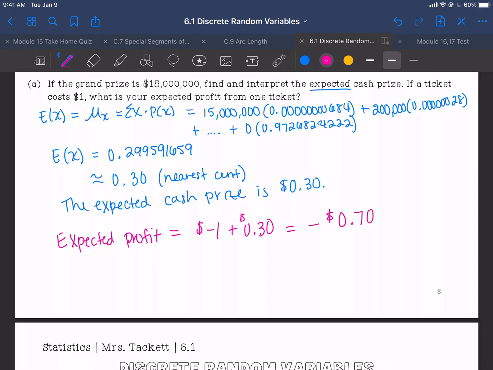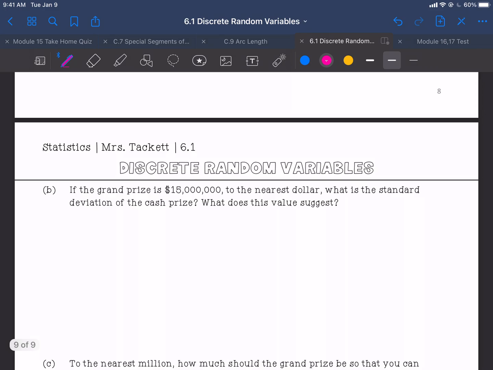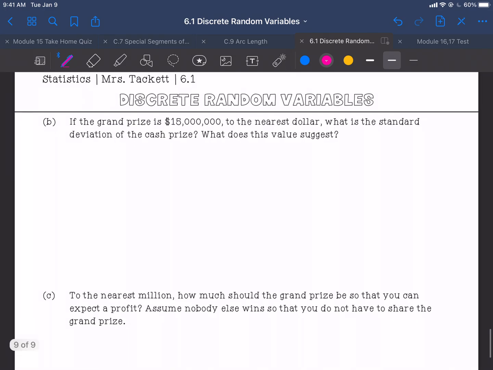All right. So part B says if the grand prize is the 15 million to the nearest dollar, what is the standard deviation of the cash prize? What does this value suggest? So our formula for standard deviation of this would be the square root of the sum of x squared times p of x, and then we would subtract the mean squared.